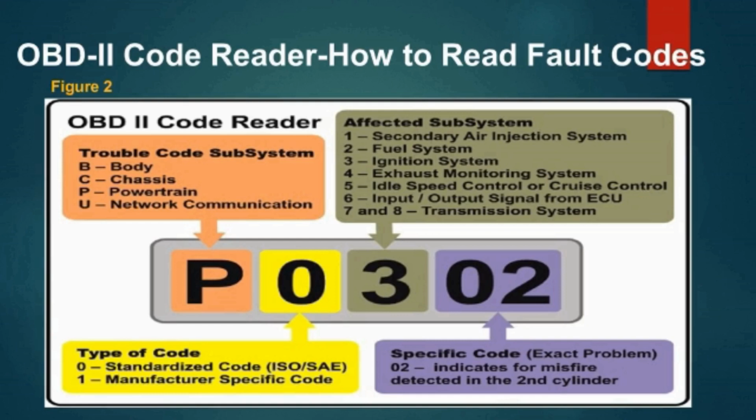The final two numeric characters indicate a code number that identifies a specific fault in a circuit or component, and will often define the type of fault being experienced. In this case, 02 indicates a misfire detected in the second cylinder.